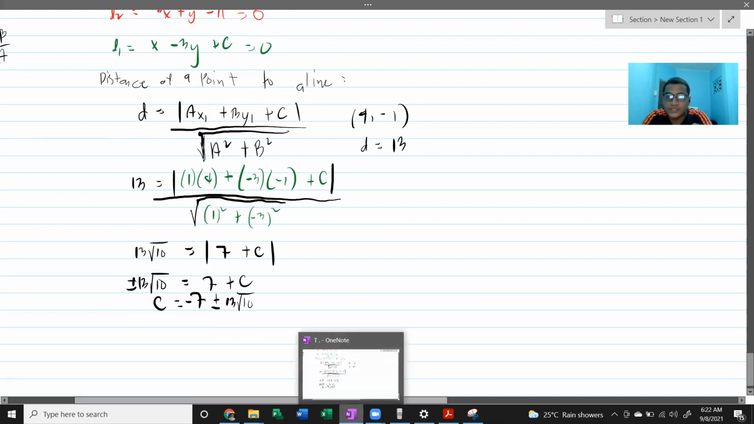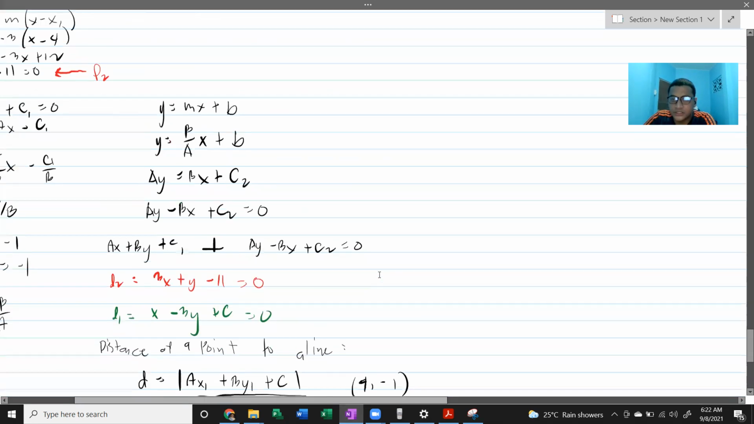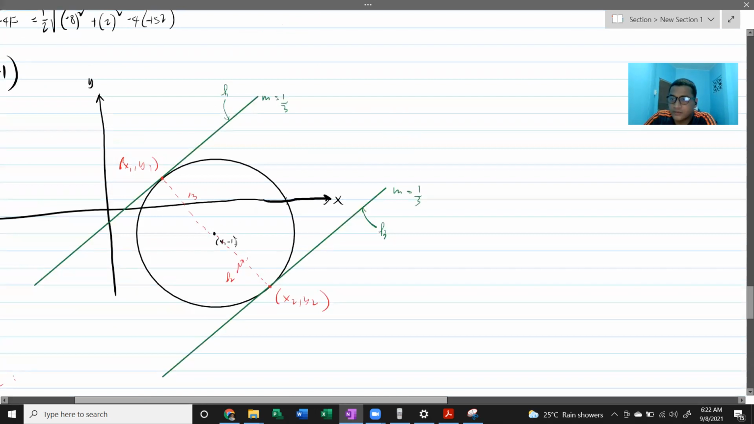So bakit dalawang value ng c natin? May minus 7 plus 13 square root of 10 and minus 7 minus 13 square root of 10. So that 2c is the coefficients, actually the coefficients of the two lines, L1 and L3 respectively. So eto na yung specific line na hinahanap natin out of the families of lines with slope of 1/3. Okay?